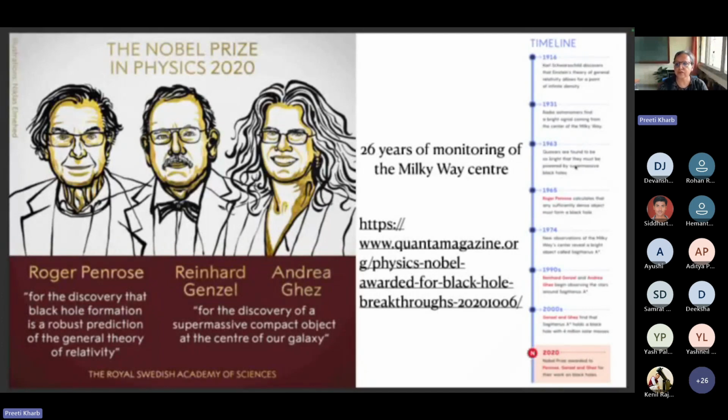The start of radio astronomy in the 1960s. Then Roger Penrose's work came very soon after the discovery of quasars, in 1965. And in the 1990s, both Genzel and Ghez started monitoring the stellar motions. And in 2020, they were awarded the Nobel Prize. So it's also good to see how science progresses, and it takes several decades before monumental discoveries can be made.